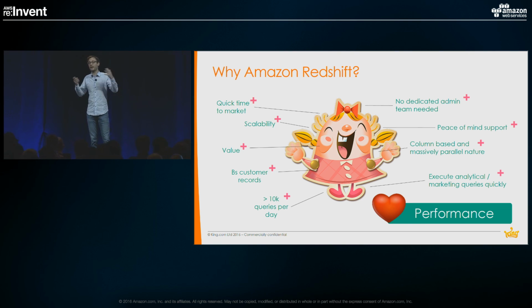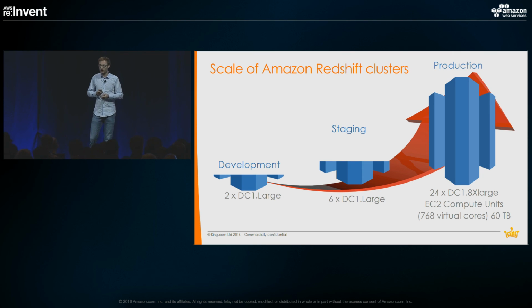You might wonder, how big is our cluster? We're running 3 clusters here. The bit on the left-hand side is not drawn to scale at all, otherwise you wouldn't be seeing it. In development, we're running 2 DC1 large nodes. In staging, it's 6 DC1 large nodes. But then the big daddy, in production, we're running 24 DC1 8X large nodes.